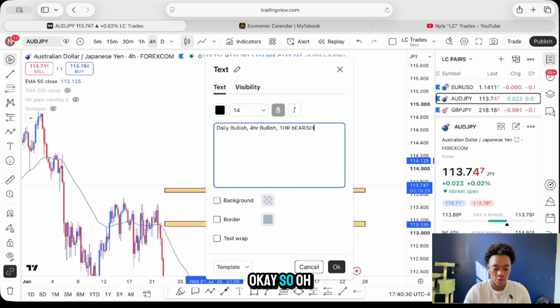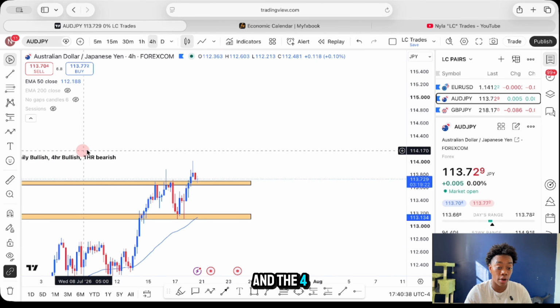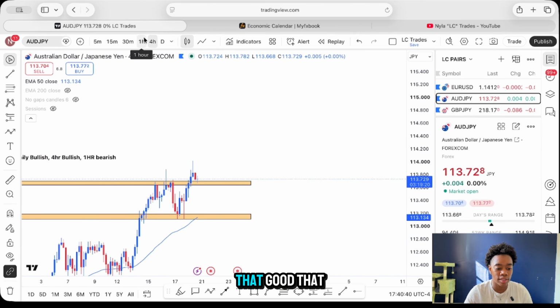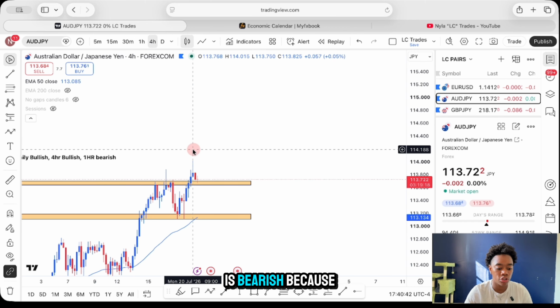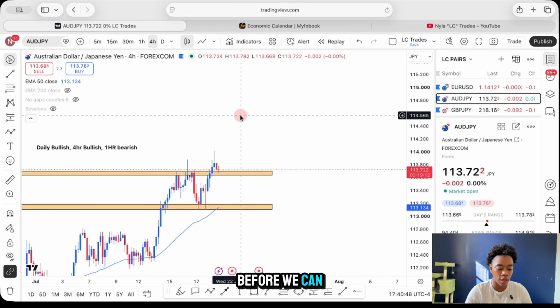Okay. So, oh, that looks weird. Okay, so overall, we want buys on AUDJPY. As you can see, the daily and the 4 hour are bullish. Now, why is that good that the 1 hour is bearish? Because we do need to retest and correct into this area right here before we can go up.